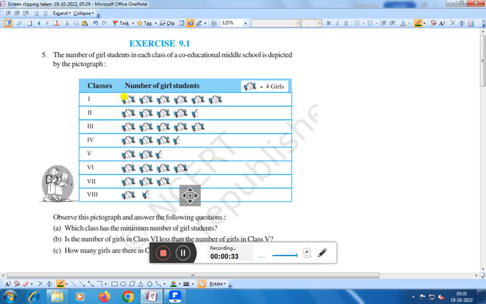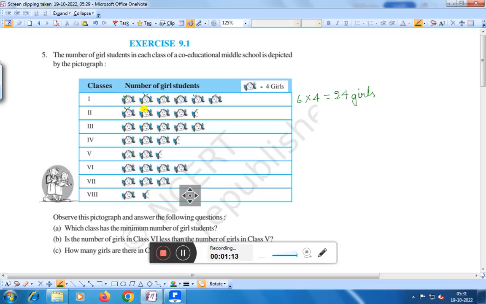Here you see 1, 2, 3, 4, 5, 6. In the pictograph there are 6 pictures, right? And one picture represents 4 girls, that is 4 into 6, or 6 into 4, that means 24 girls in class 1. In class 2, how many girls are represented?